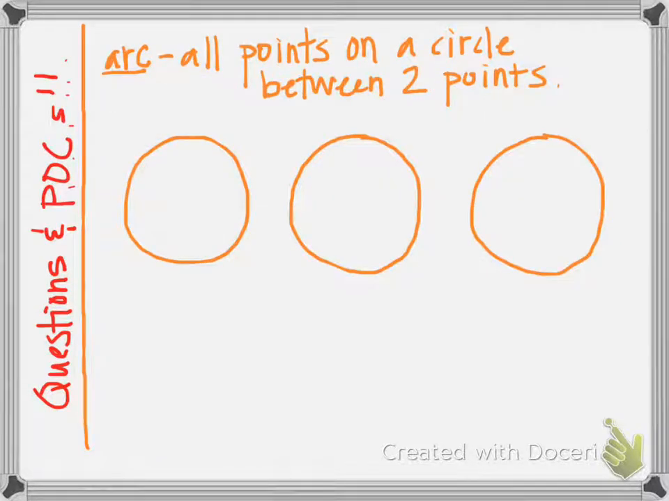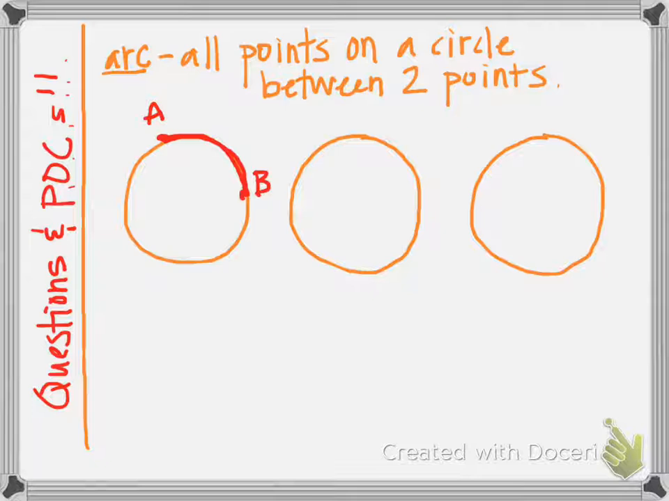An arc is all of the points on a circle between 2 points. It's kind of like a curved line. A line is all the points between 2 points, going straight from one point to the other. But on a circle, we've got to follow the path of the circle. So for example, if I have point A and point B on this circle, the arc is this curved part between them.